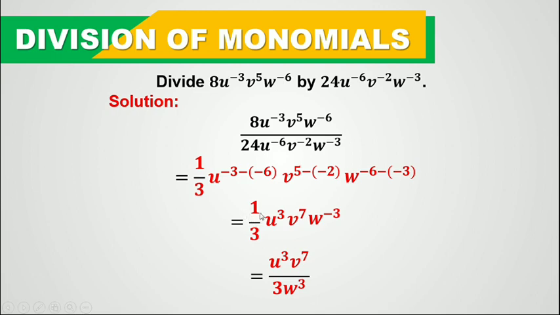The 1 disappeared, so it's unnecessary to write 1 anymore, whether in the numerator or in the denominator, because if we simplify that, 1 times u cubed is u cubed, and then times v to the power of 7, so that's u cubed v to the power of 7. So the 1 disappears. And then since the exponent of w is negative, we're going to write that in the denominator. So therefore, this is the final answer for this particular question. It's that easy.